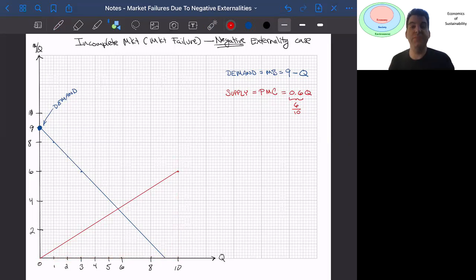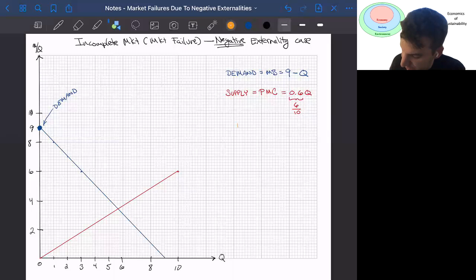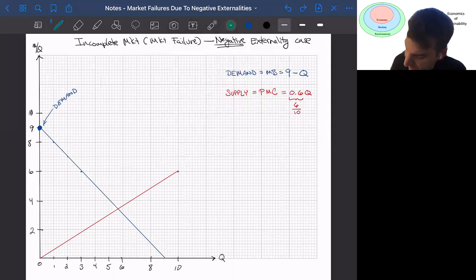All right, so then the last thing, because this is a negative externality, I kind of hinted that the supply function isn't capturing all of the costs. So where are the other costs? Well, the society pays the rest of those costs. And so the societal cost is our marginal damage function. So I'll choose a different color, like green, and I'll say the marginal damage is 0.4 Q.